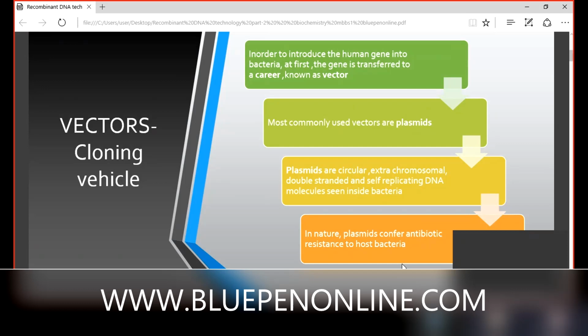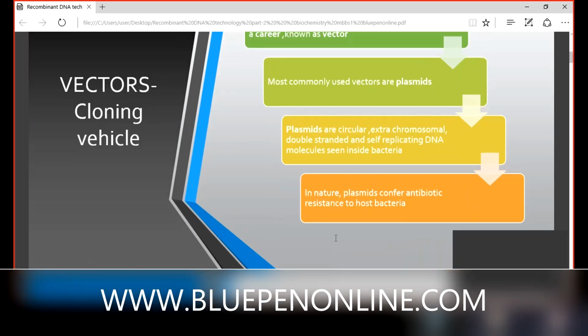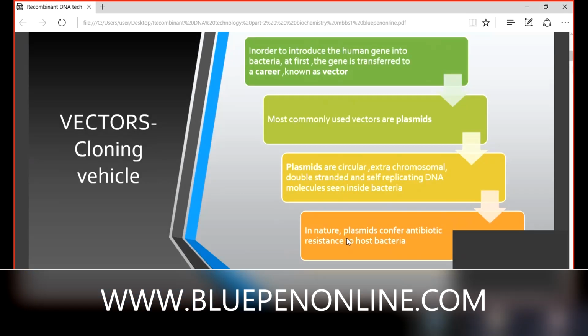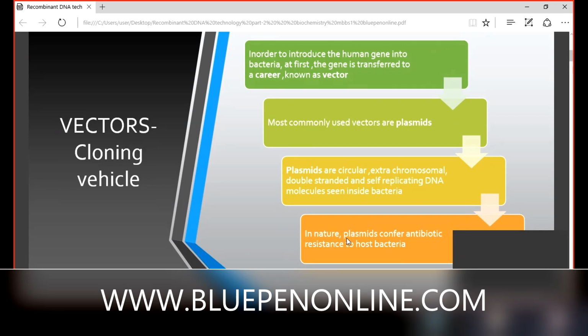Then the next point is very important. In nature, plasmids confer antibiotic resistance to host bacteria. Got the point? So we discussed all these things. We have a donor DNA and we select a desired DNA piece from that donor DNA with the help of restriction endonuclease. And then we place that desired DNA piece to one side.